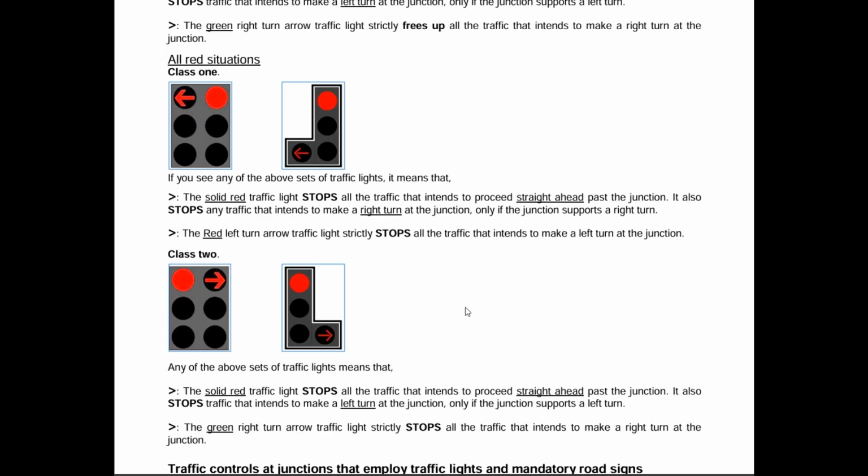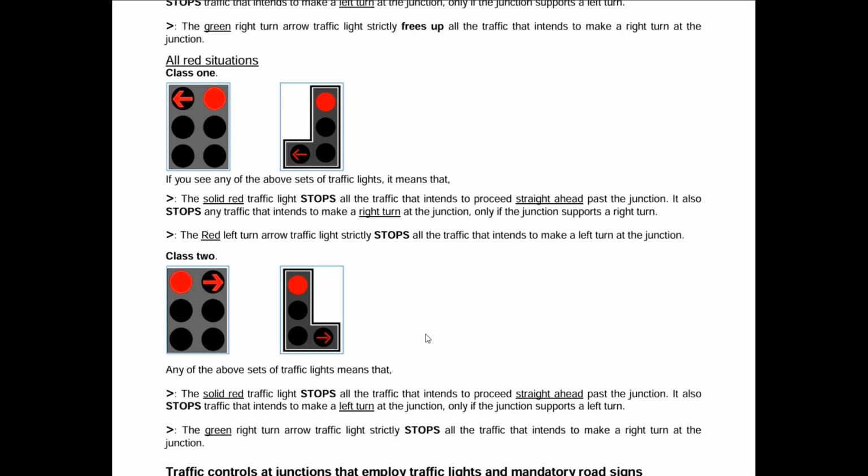We now look at the last set of traffic lights, that is the all red situation. So here we are looking at the all red situation. In this case, it is straightforward. You are not allowed to proceed. If you're turning left, if you're turning right, if you're proceeding straight ahead, you are not allowed to proceed. So this is quite straightforward and easy to understand. I will not take much time on this. I hope you've understood that when you see the all red situation, it means that no one should proceed past the junction at the moment. You should all wait for the green traffic light.